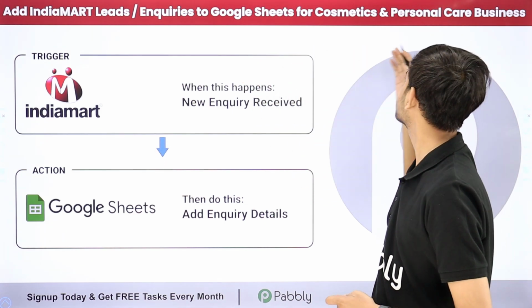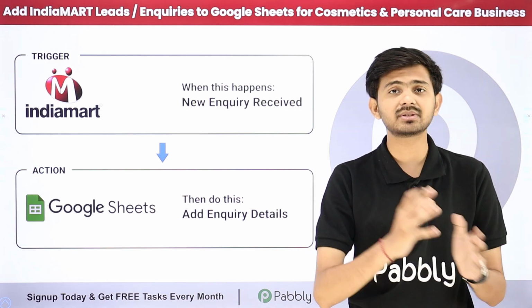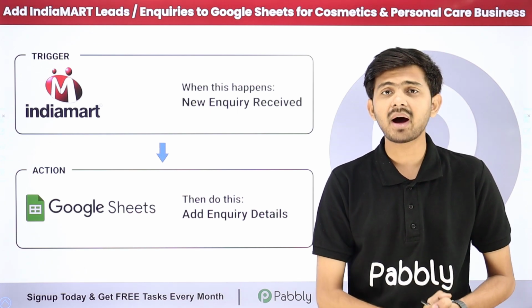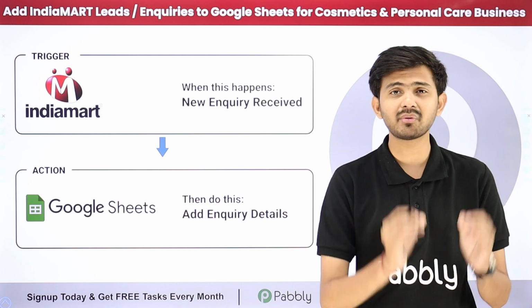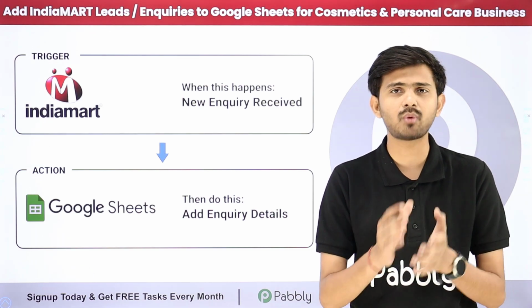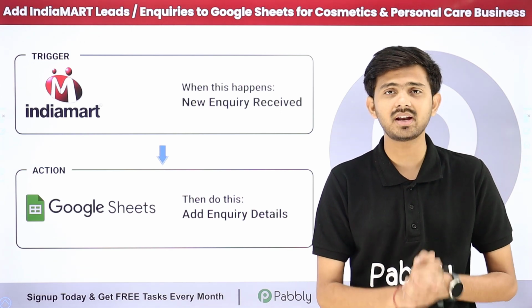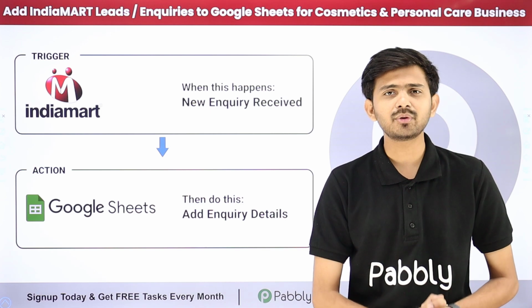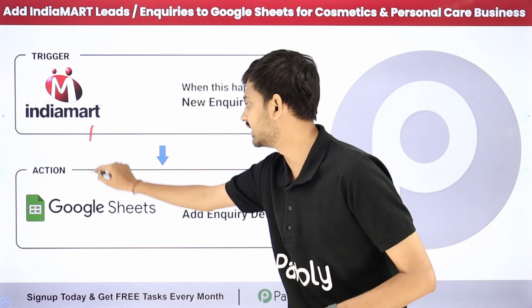Today our topic is how to add IndiaMART leads or inquiries to Google Sheets for a cosmetics and personal care business. I am running a cosmetic and personal care business and I have added my business on IndiaMART. Through IndiaMART, I'm receiving a lot of leads and new inquiries. I want to keep track of all these leads and inquiries, and for that, I want to automatically add all the leads and inquiries that I receive through IndiaMART to my Google Sheets. For doing this automatically, I need to set up a connection between IndiaMART and Google Sheets.